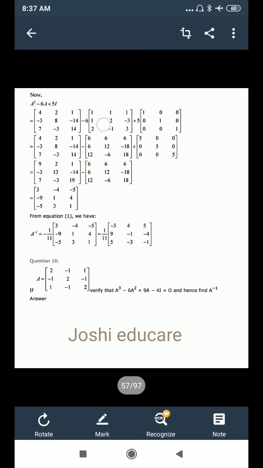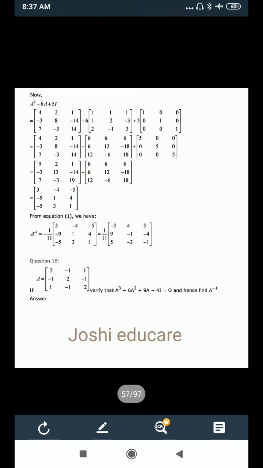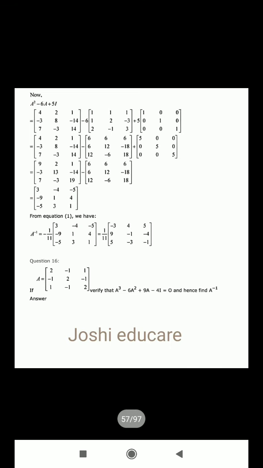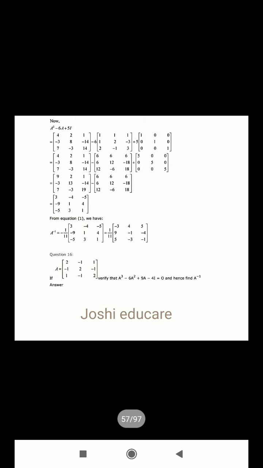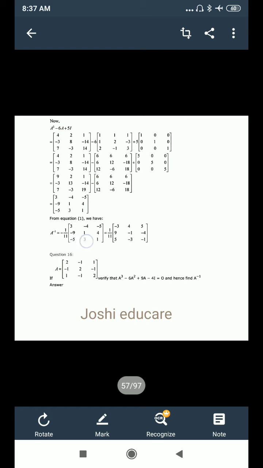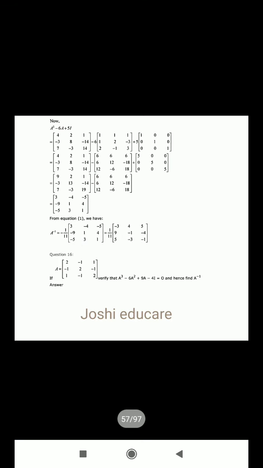Multiply all the terms of this by 6, multiply all the terms of this by 5, then add all these three. We will get A square minus 6A plus 5I as this much. Whereas A inverse, in our previous step we have proved, is equal to minus 1 upon 11 (A square minus 6A plus 5I). So you multiply this by minus 1 by 11, and you are going to get this as the inverse of A.